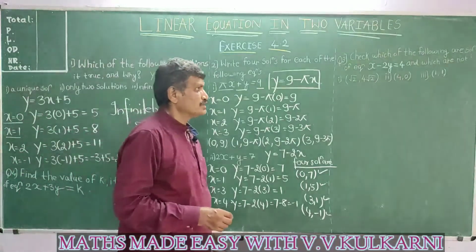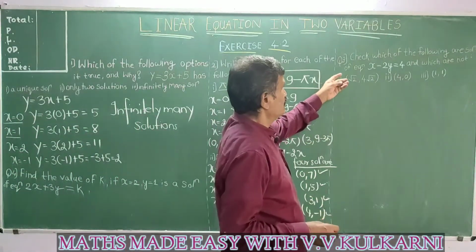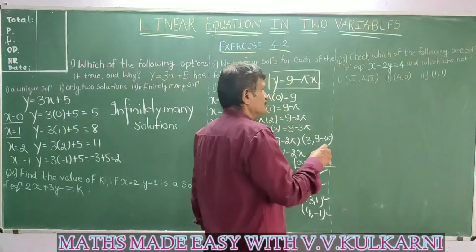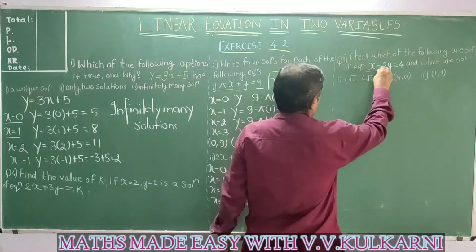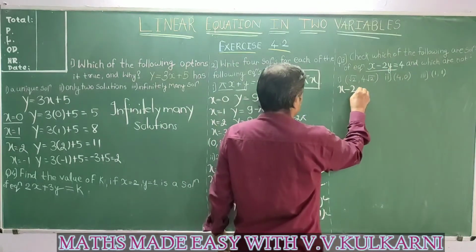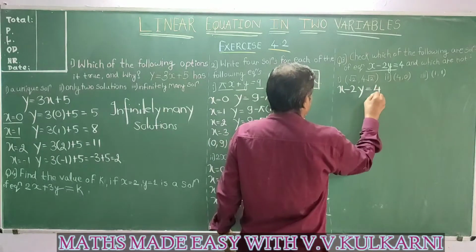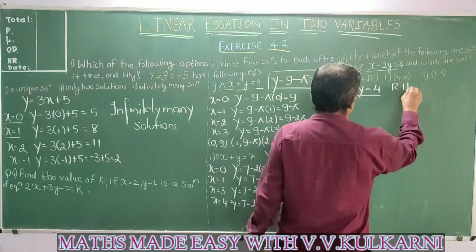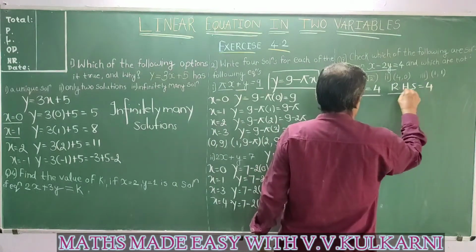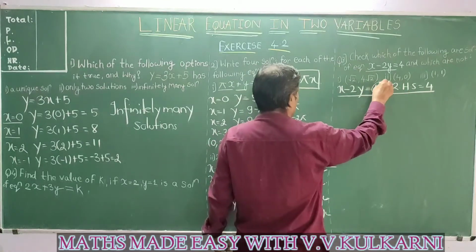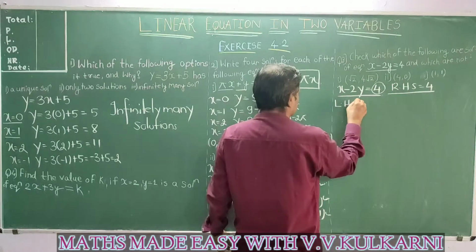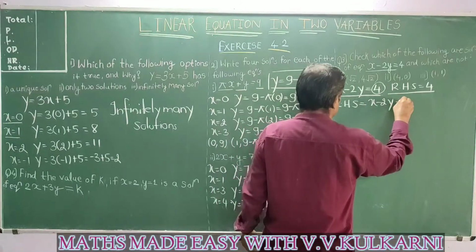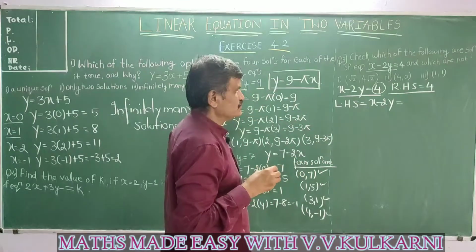Now the next question reads: check which of the following are solutions and which are not. An equation is given to you: x minus 2y equal to 4. Now see, the right hand side of this equation is 4. Let me see the left hand side. Left hand side is x minus 2y.